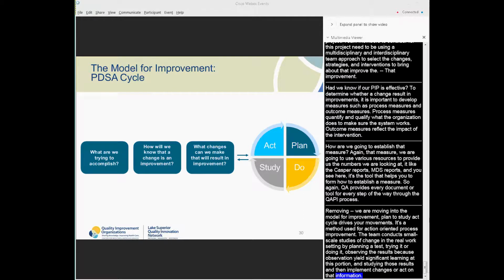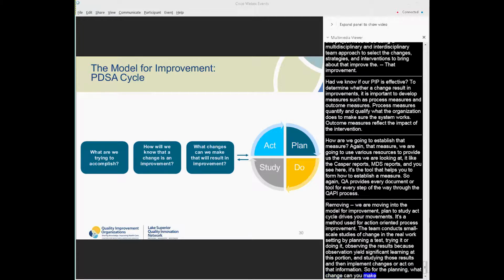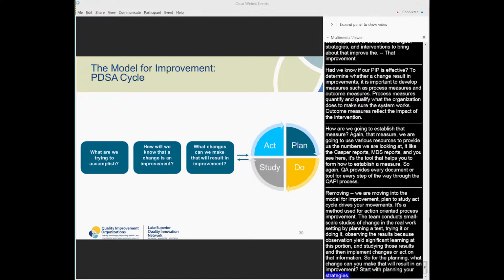Start with planning your strategies. Define the processes currently in place, identify opportunities that exist, and decide what will change in the process. Determine your interventions based on your RCA analysis.